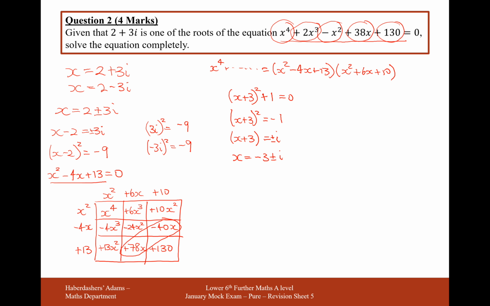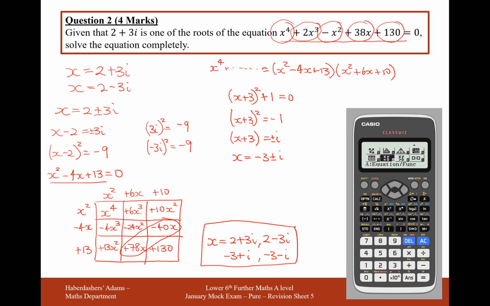Okay, so there we are. Here are our four solutions then. We have x equals 2 plus 3i, 2 minus 3i. We also have minus 3 plus i, and minus 3 minus i. And that's what I would expect. I would expect four solutions to come out of a quartic equation.